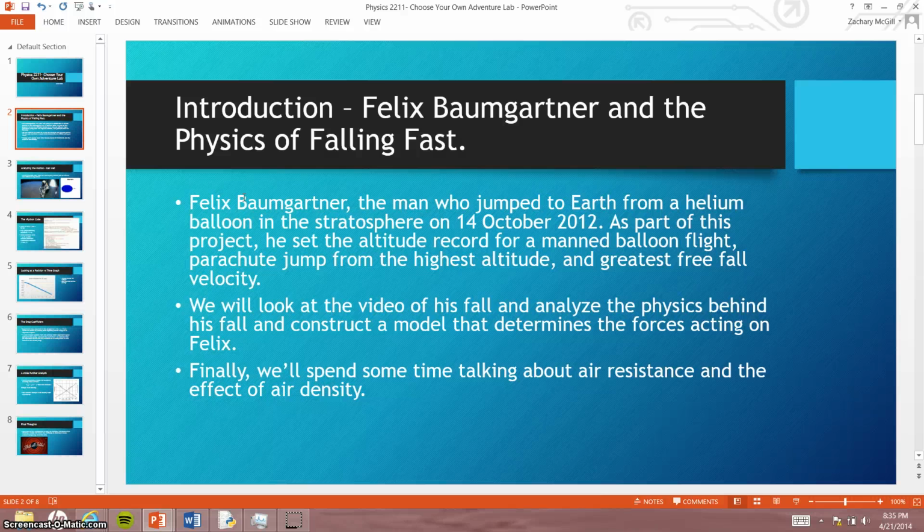As part of the project, he set the altitude record for a manned balloon flight, a parachute jump from the highest altitude, and the greatest free fall velocity in human history. So we're going to look at the video, or kind of look at the video, of his fall, and look at the physics behind it, and then try and construct a model that determines the forces acting on Felix. And then finally, we'll spend some time talking about air resistance and the effect of air density on our problem.